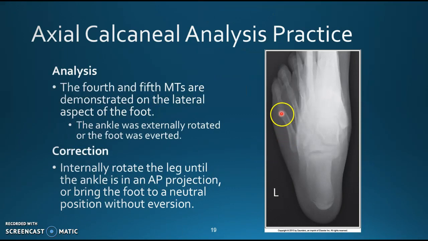For this image, we can see the 5th and the 4th metatarsal laterally on this radiograph. This indicates that the patient's foot was laterally rotated or externally rotated towards the lateral side. In order to fix this image, you would go back and rotate the foot until the plantar surface is perpendicular to the image receptor. We can see the posterior portion as well as the anterior portion of the calcaneus and the joint space.